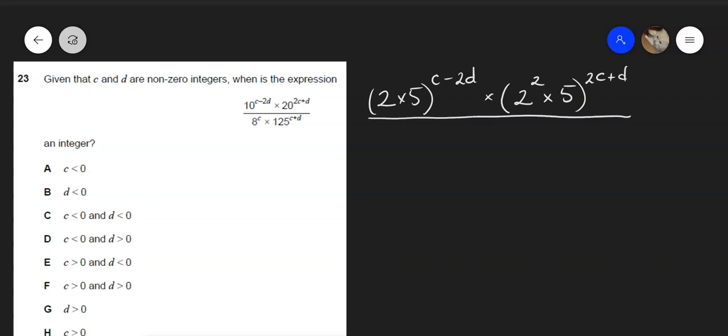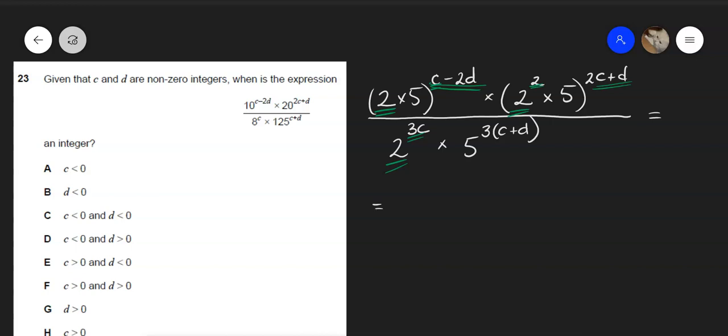All of that now is divided by 8 to the power of c, which is 2 to the power 3c, and 125 is 5 to the power 3 times c plus d. Now what I've done here, I have highlighted the like terms. These are the terms that have the same base. Remember, when we multiply two numbers with the same base, we have to add their indices. And if we divide two numbers with the same base, we will have to subtract their indices.